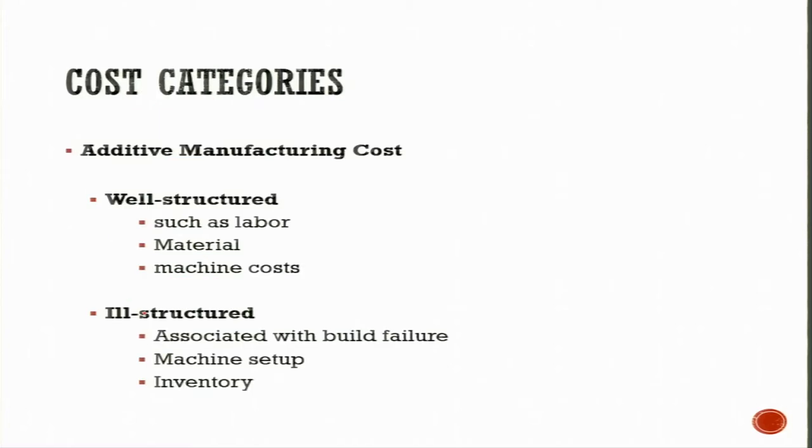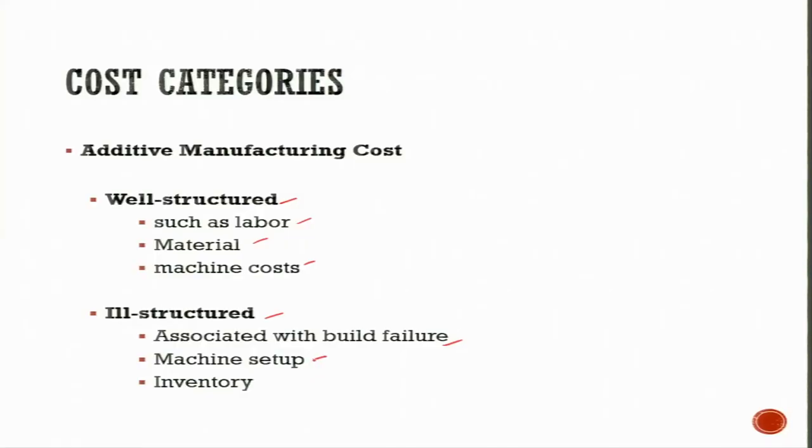To look at the categories of the additive manufacturing cost, it could be well structured, it could be ill structured. Well structured cost would be labor, material, machine cost, clearly delineated, clearly differentiated as to what cost, what investment is there, and how do we try to see and allocate them. Ill structured is associated with the build failure, where the component, the product that we have produced fails in between. The spool is finished in between, suppose it has to be a continuous manufacturing, but the spool is finished, so it has to restart.